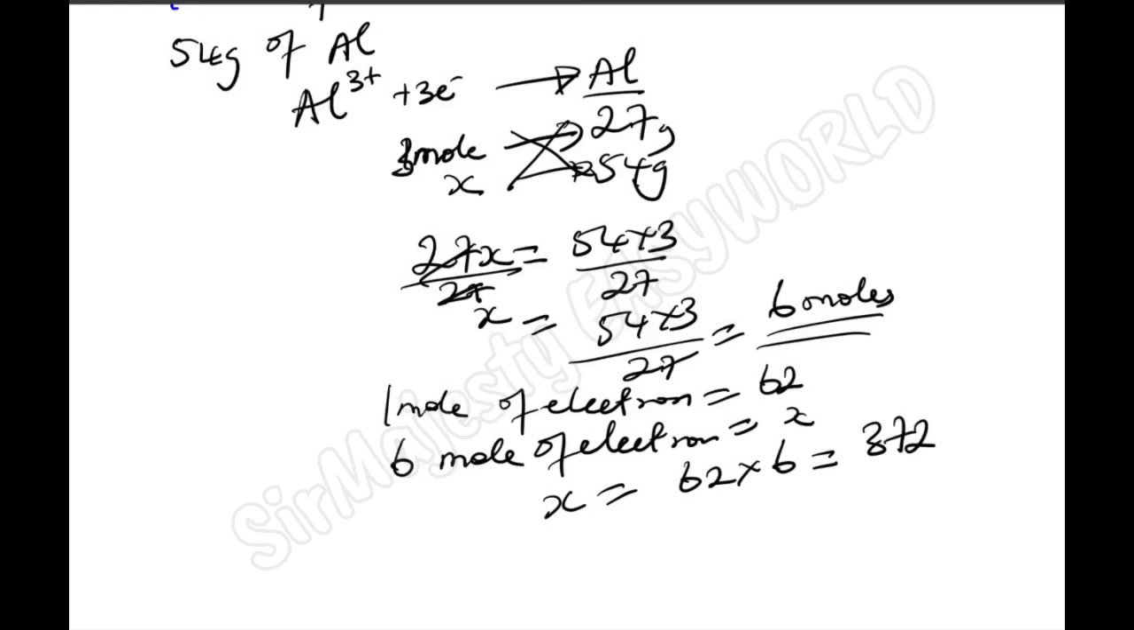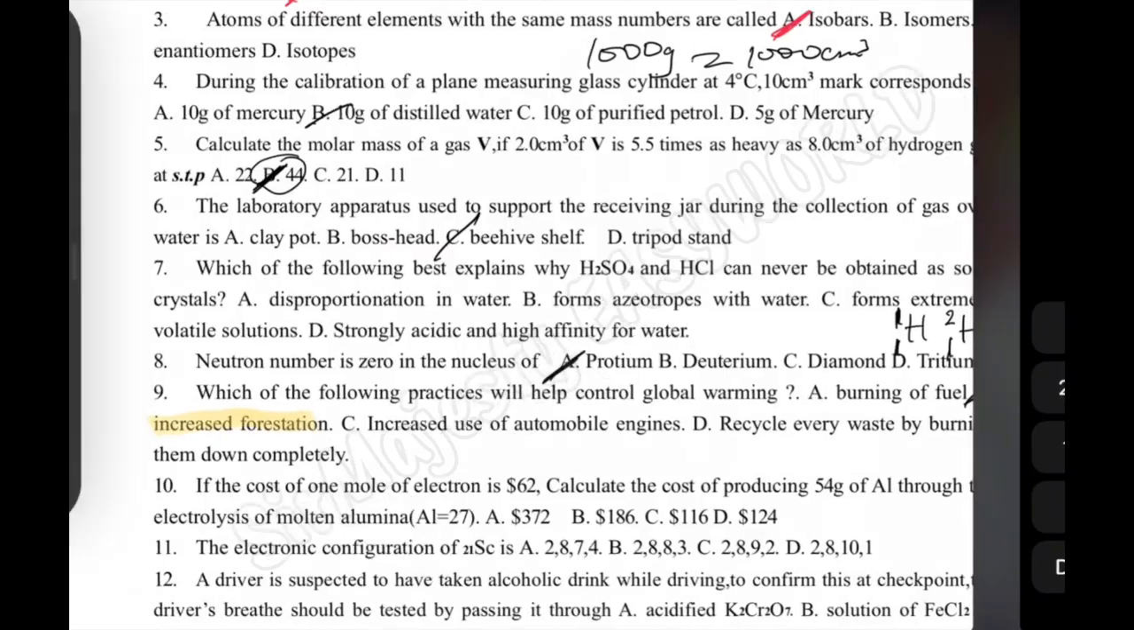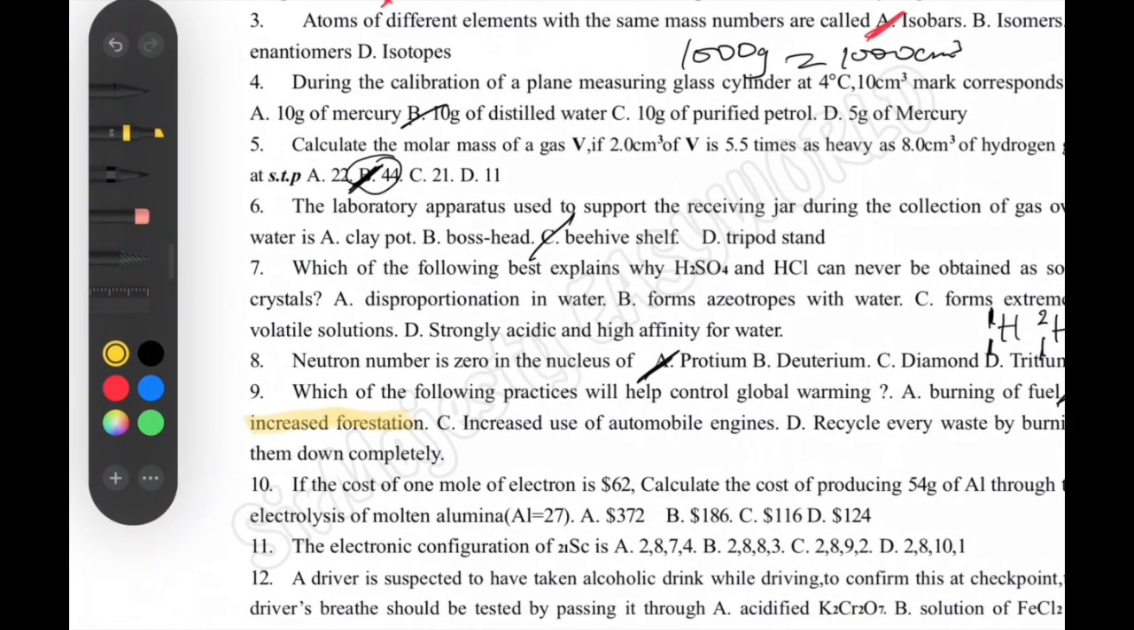So $372, which is huge money. Remember, this is just a theoretical question. That's not applicable because this is too expensive. So we go back to the question and see that from our calculation, option A is correct. Option A has it as 372. If you're not careful, you will get option D, which is 124.